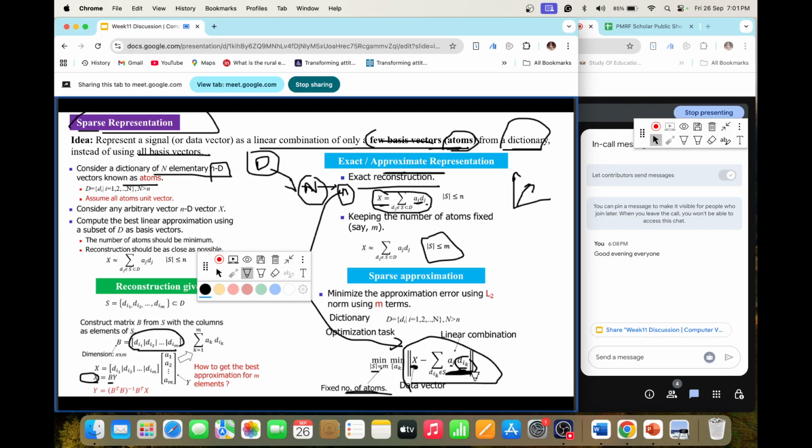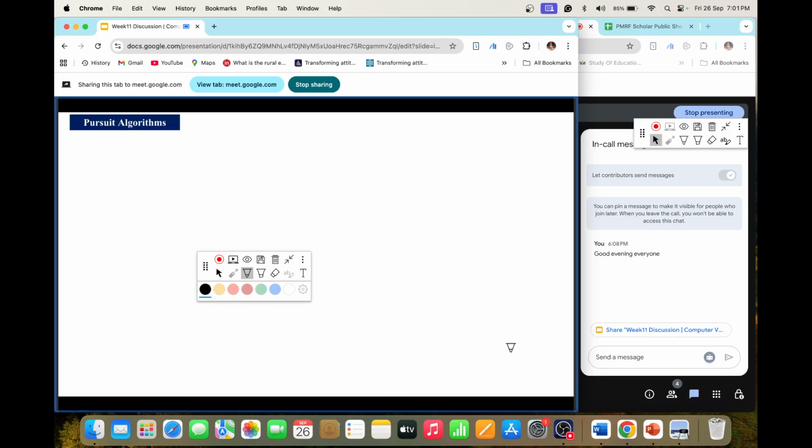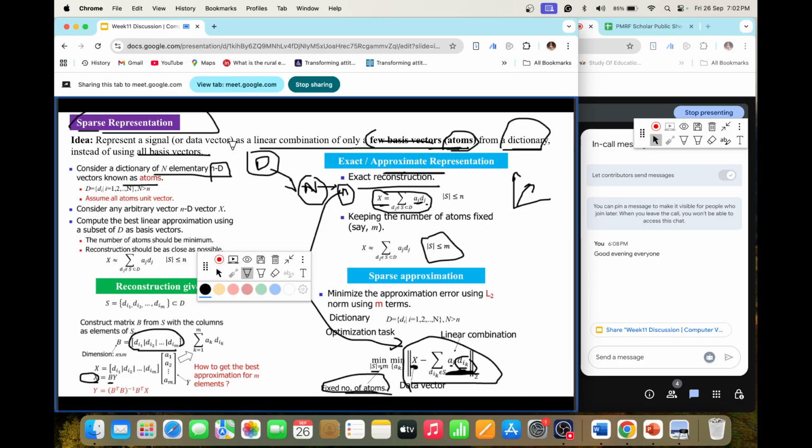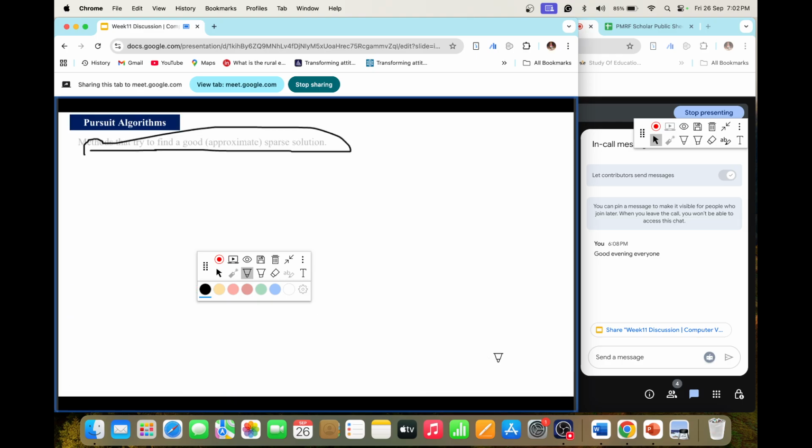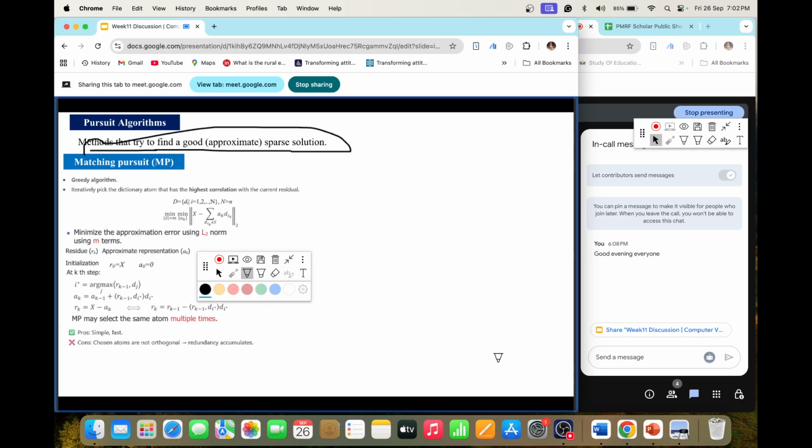This residue should be as small as possible. With a fixed number of atoms, we have to ensure that this residue is as small as possible. For that we have the pursuit algorithm, a method that tries to find a good approximate, sparse solution. Pursuit algorithms ensure that this residue is as small as possible. That is the work of the pursuit algorithm.